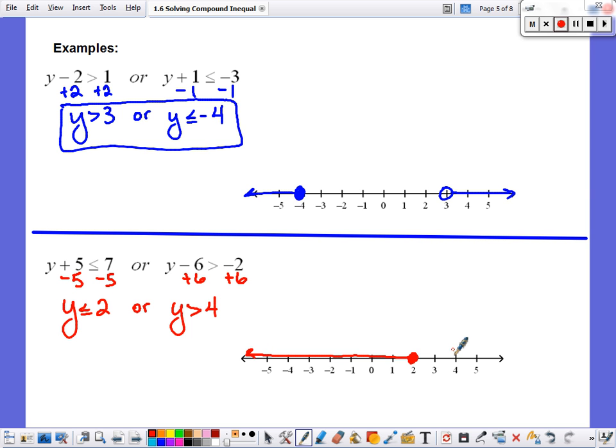Or y is greater than 4, and so that's going to be open at 4, and it's greater than 4. And so that's a pretty typical or. So I come over here, I circle my answer, and there we go. That's as far as you go graphically and algebraically.